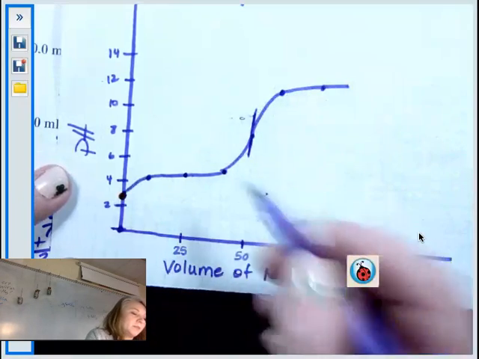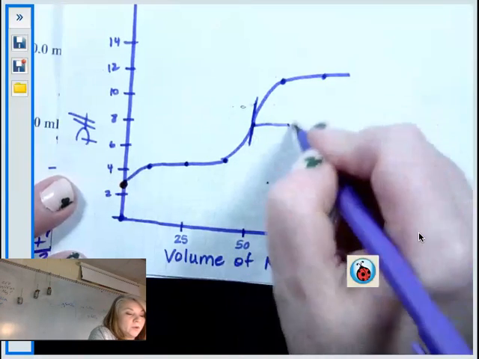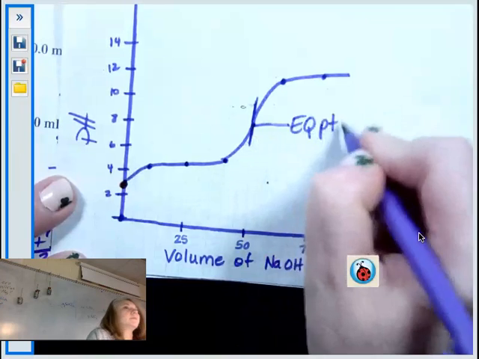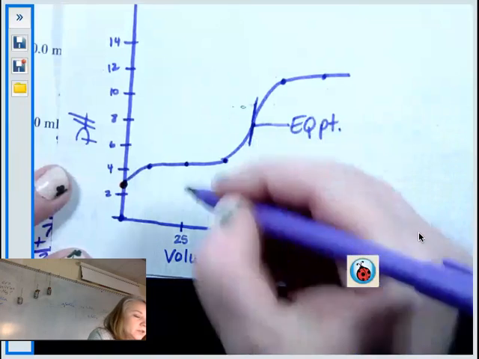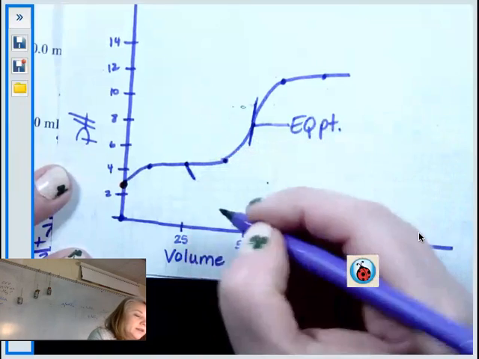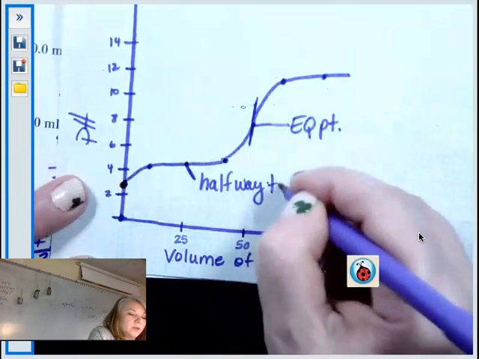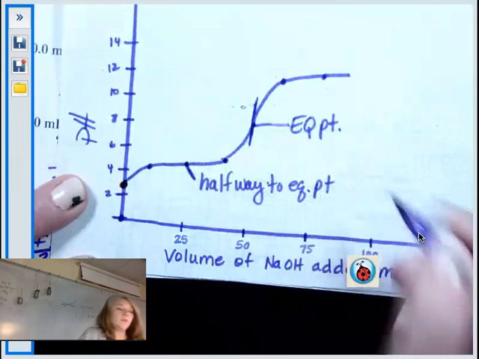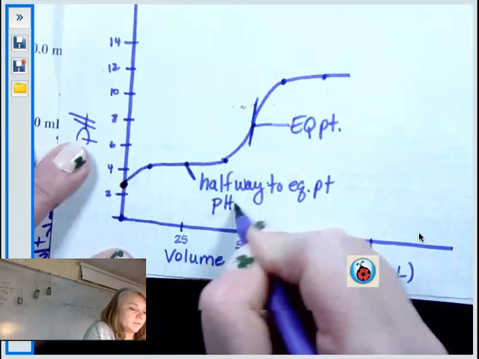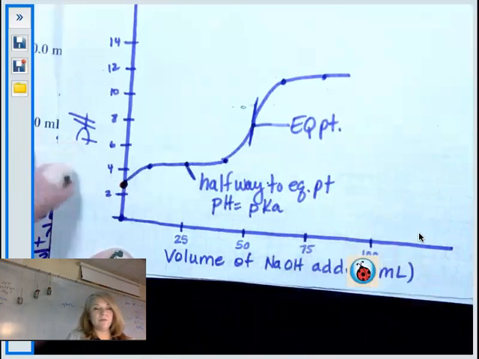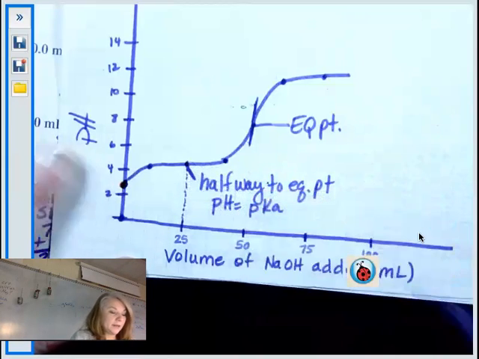Okay, so let's mark some things on our titration curve. What is this point called? That's the equivalence point. And then at 25, like Casey said, this is the halfway to equivalence point. And what was so special about that? The 25 was our halfway to the equivalence point. That's where pH equals pKa.